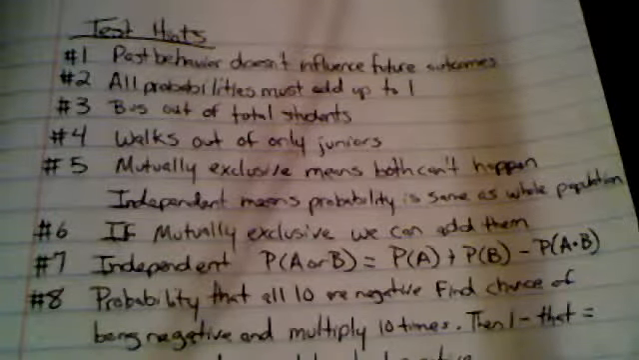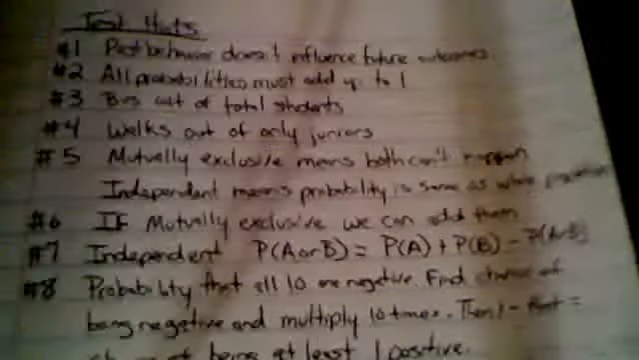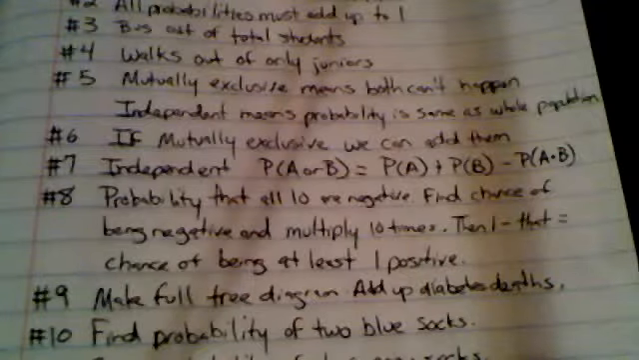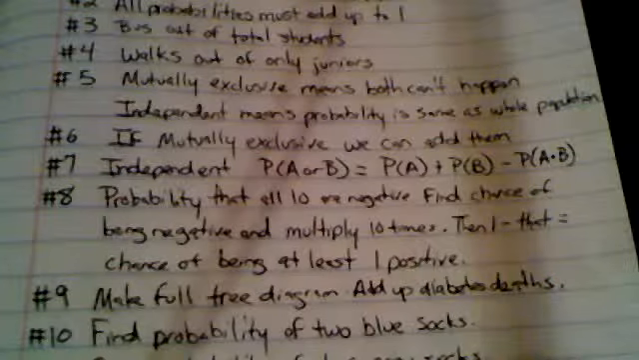Number 8, the probability that all 10 are negative is what we're looking for in number 8. And to do that, you find the chance of it being negative and multiply it by itself 10 times. And then you do 1 minus that to get the answer, or the chance of there being at least one positive. That's your hint for number 8. In number 9, you need to make a full tree diagram and add up all the diabetes deaths.